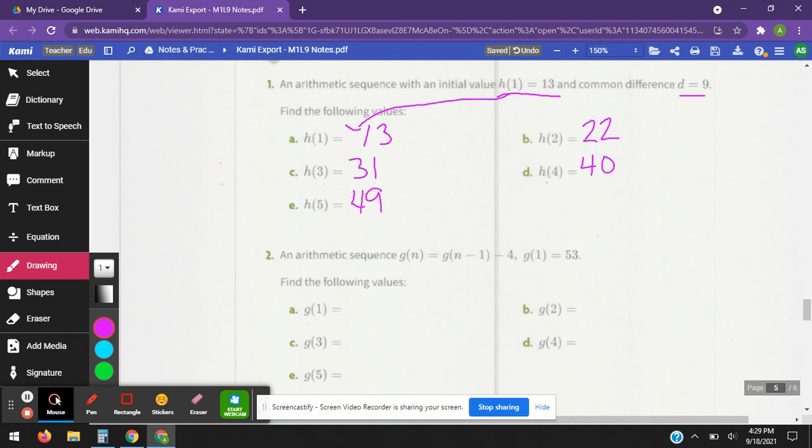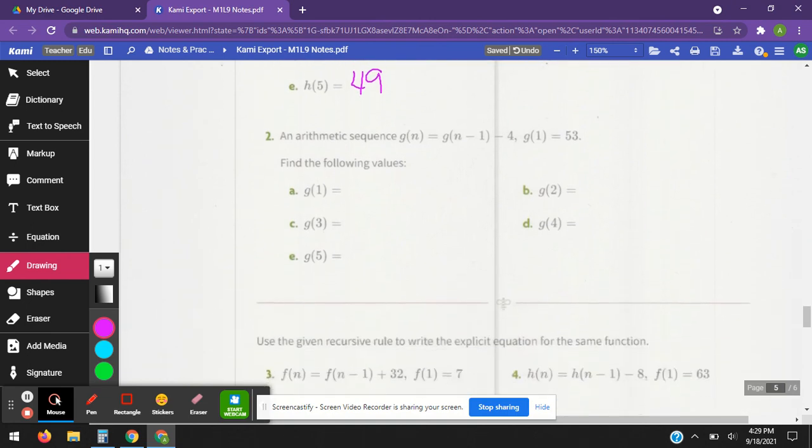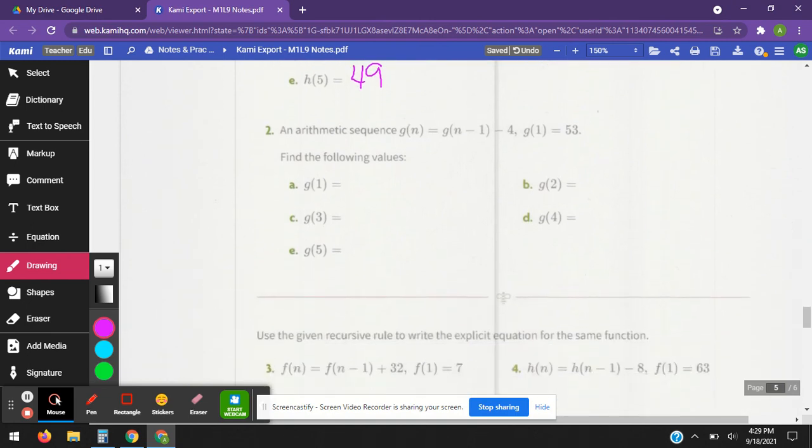All right, next. The arithmetic sequence, the answer is the previous one minus 4. And I start with 53. Well, here's that again. Here's 1. 53. And I'm going to subtract 4 each time. So 53 minus 4 is 49. Minus 4 is 45. Minus 4 is 41. Minus 4 is 37. There we go.